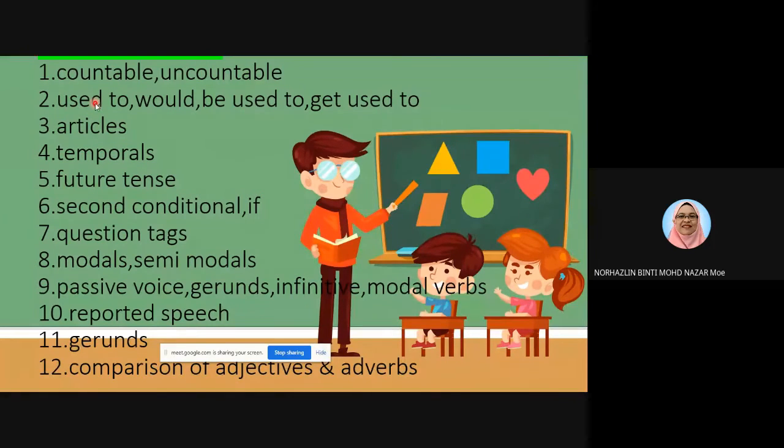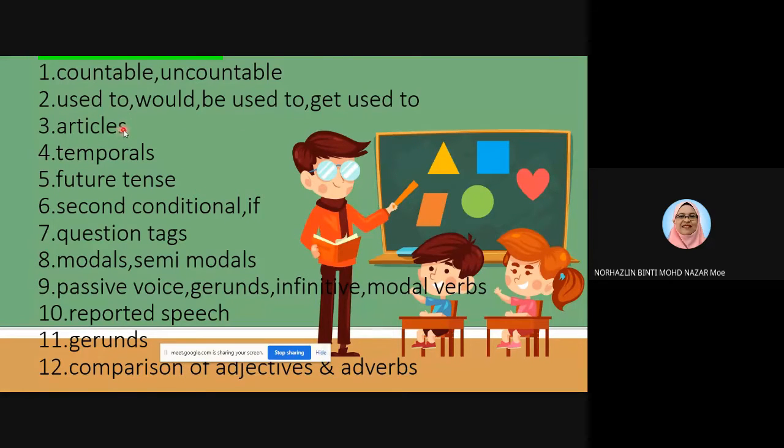Then how to use 'used to'. When to use 'used to'. Would, what's the difference, would, used to. Be used to, get used to, almost the same. Used to, the difference is be and get. But when to use? All these four. Bila nak guna, how to use.